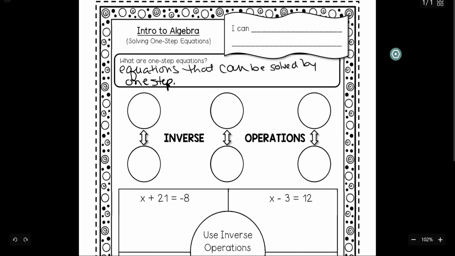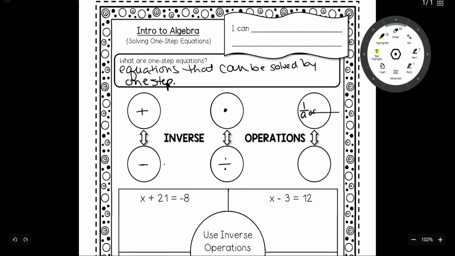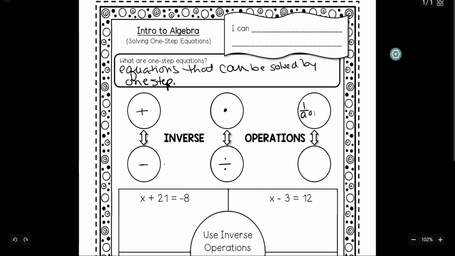Okay, in order to use that one step, we're going to do the inverse operations. So for addition, our inverse is subtraction, vice versa. For subtraction, we would use addition. For multiplication, we're going to use division, and for division, we're going to use multiplication. Now, one more thing, division can be written as a fraction. So if we have 1 over a, or a over b, that can be written as a over 1 slash a, either or b over a.